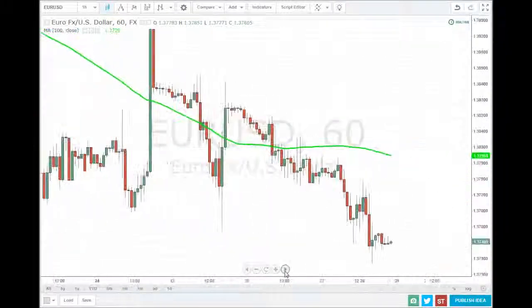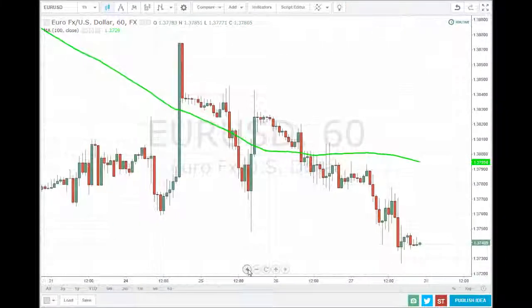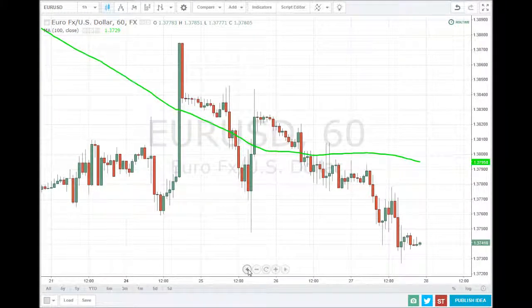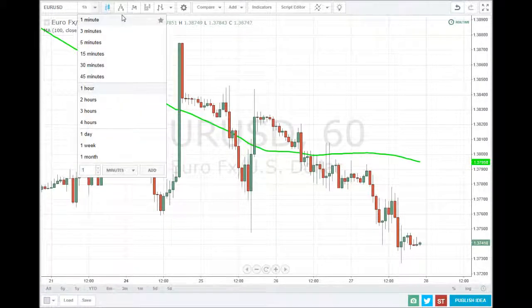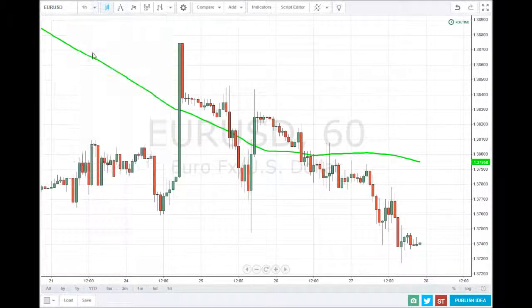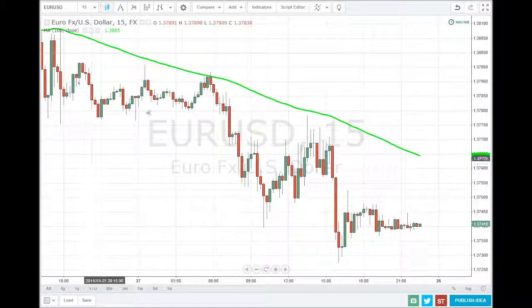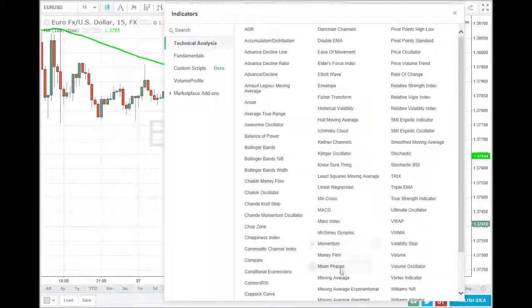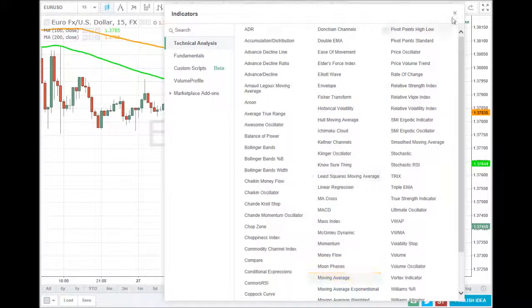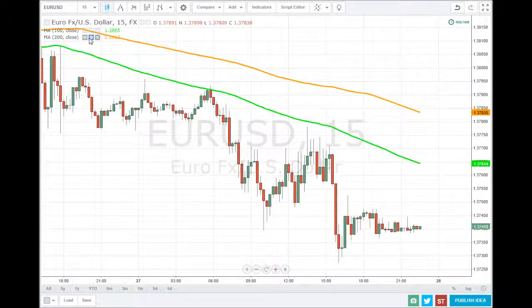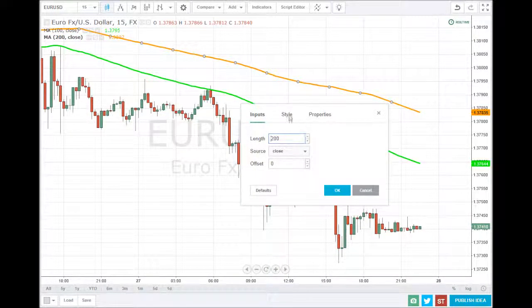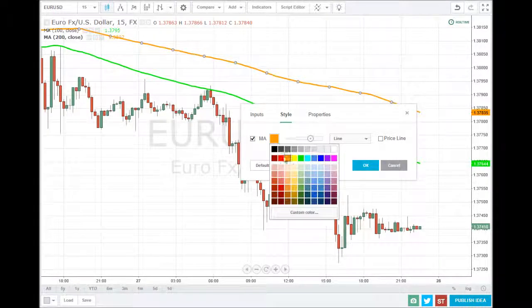Now the third way a moving average can be used is to signal a change of price direction. Let's go to a different chart to demonstrate this. Let's go to a 15-minute chart, and let's bring up a second moving average at the period of 200, and let's make it red.